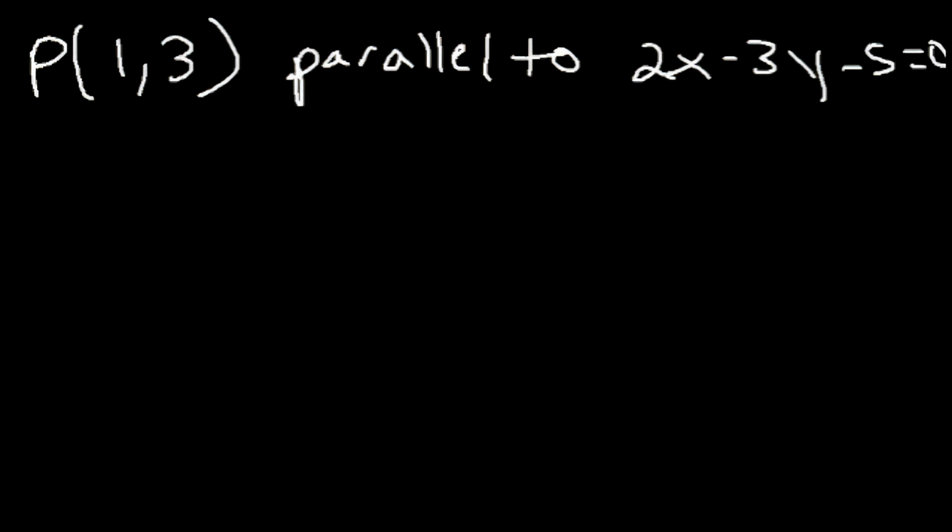Keep in mind, to write the equation of any line, you need the point, which we already have, and the slope. So we could find the slope using this equation. Since it's parallel, the slopes will be the same. So let's put that equation in slope-intercept form, and the number in front of x in that form will be the slope. So let's solve for y, starting with this equation.